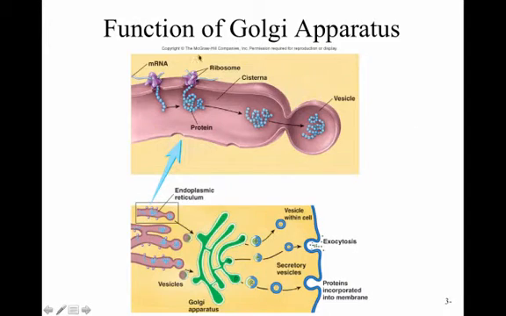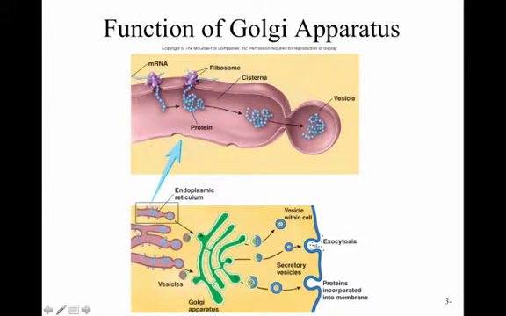So in this picture, we have rough ER. Here's the ribosome. It's producing a protein. The protein gets produced, and it would create a vesicle. So it has its own membrane around this protein. So here's the ER in a cell.